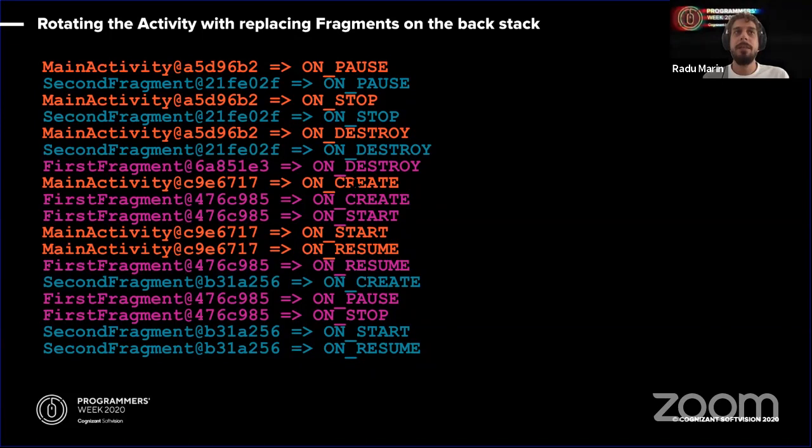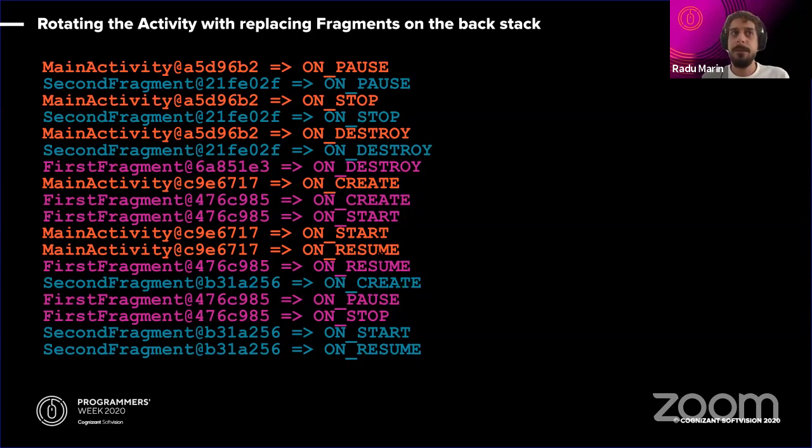So what happens here is pretty interesting. The activity gets created, and now not the second fragment, but the first fragment gets created and becomes visible. Then the activity becomes visible and focused, and the first fragment becomes focused. But what do we see then? The second fragment also gets created. It replaces the first fragment, and now it's the one that's visible and focused.